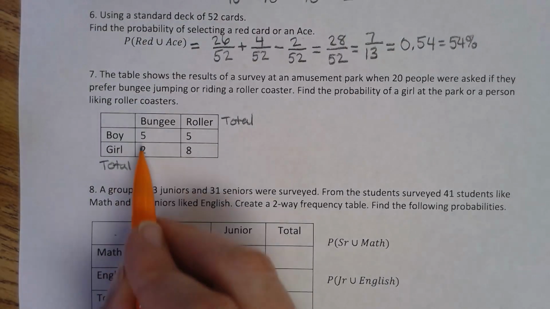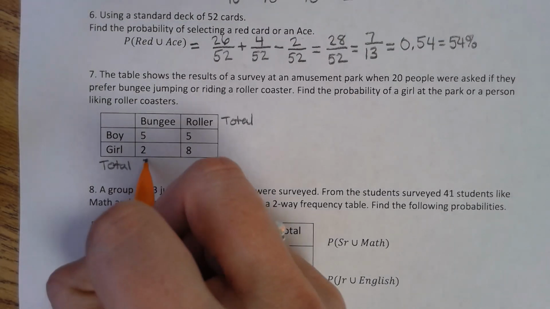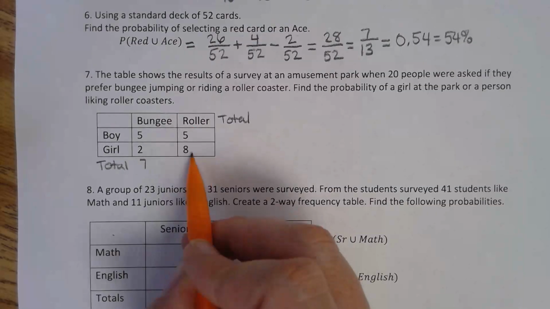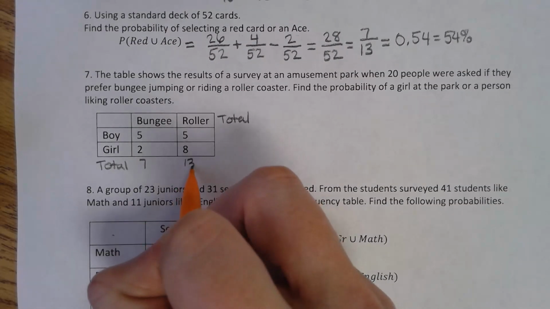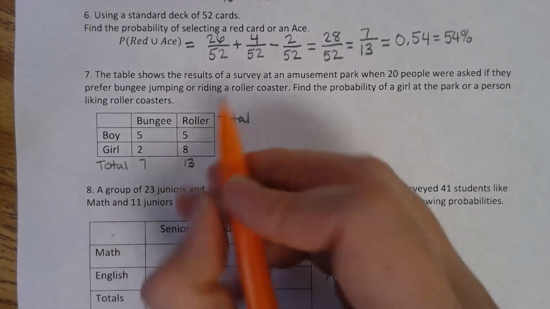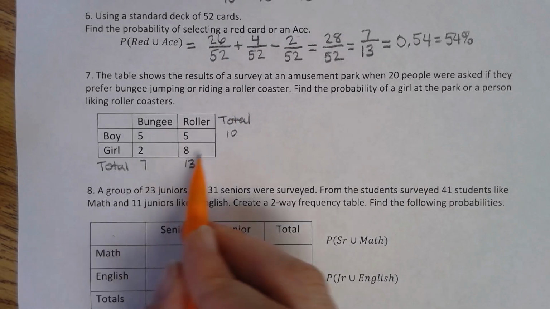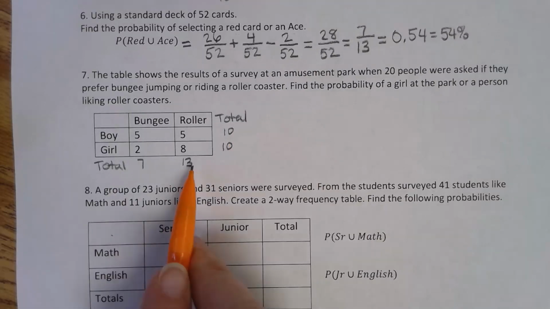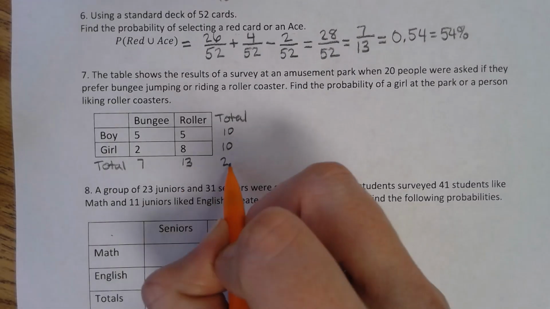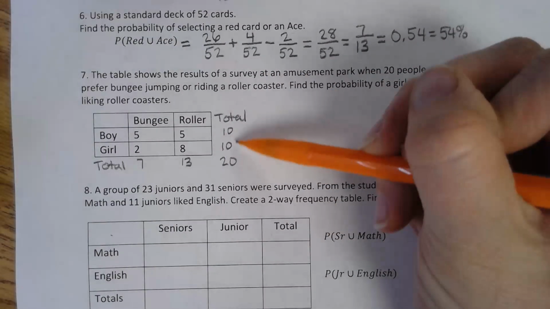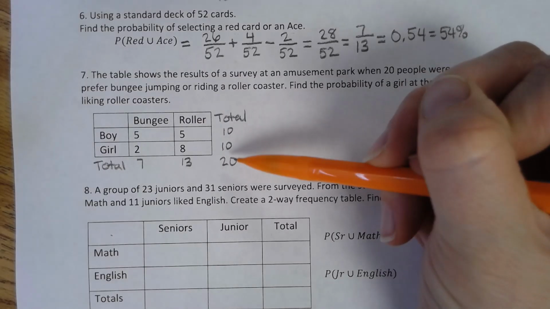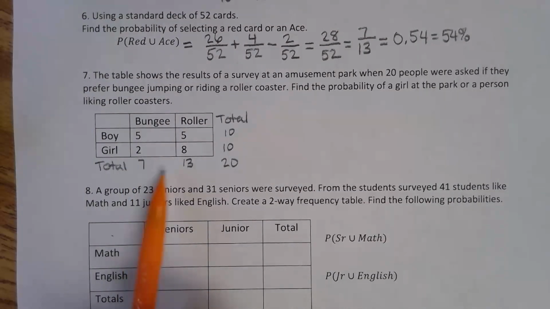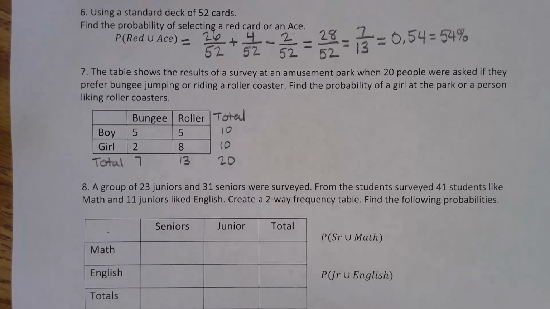So here, total of bungee jumpers, we have 7. Total of roller coasters, 13. Boys, 10. And girls, 10. And so the total should be 20. So you can total your 10 and 10 to make the 20, or the 7 and 13 should make 20. So both columns and rows should have the same total value.